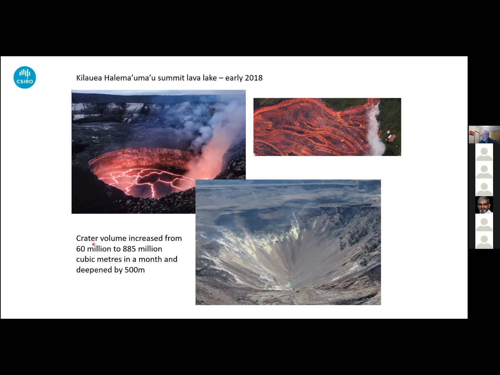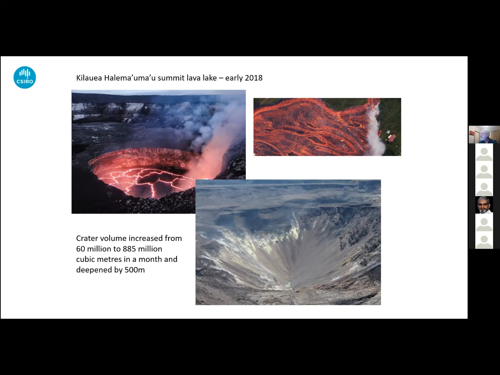That crater volume increased from 60 million to 885 million cubic meters in a month, deepened by 500 meters. And interestingly, if you look at that volume, that's actually very similar to the sort of order of magnitude volumes you get in ore-forming chronoliths. It's about the same sort of volume of magma involved.